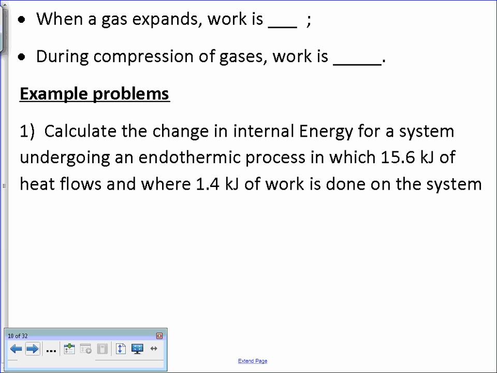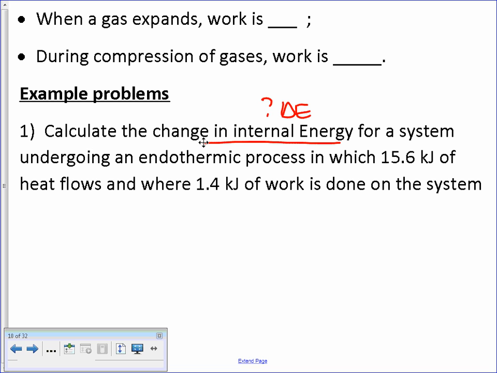So in this question, this is on the second page, you guys can find it. Okay. So, calculate the change in internal energy. As you're reading, what does that mean? What symbol? Delta E. So the question: what is the change in internal energy for a system undergoing an endothermic process?